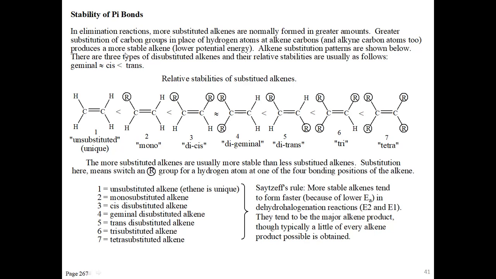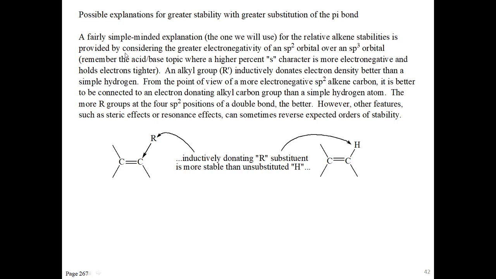Okay, so these are just general tendencies. There are exceptions if we do certain things, but we're just looking at the general tendencies. Now our argument is going to be a very simple-minded argument. Remember, sp2 carbons are more electronegative than sp3 carbons because they're 1/3 s, and the sp3 carbon is 1/4 s. And the s electrons are more electronegative, and if the R group inductively donates to that, that helps this carbon in this pi bond. So that's our simple-minded argument.